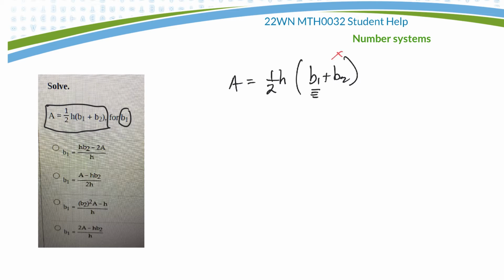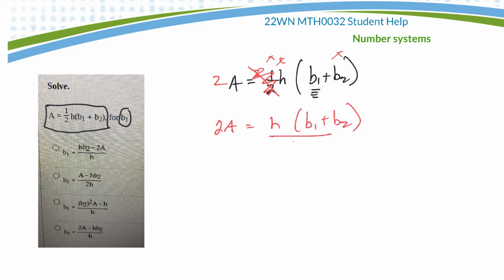So I've got to get rid of this, this, and this, and I would do them one at a time. Let's start with the things outside the bracket. I'm going to multiply both sides by 2. That'll get rid of the half, since 2 times a half is 1, so that's gone away. So I have 2a is equal to h, b1 plus b2.